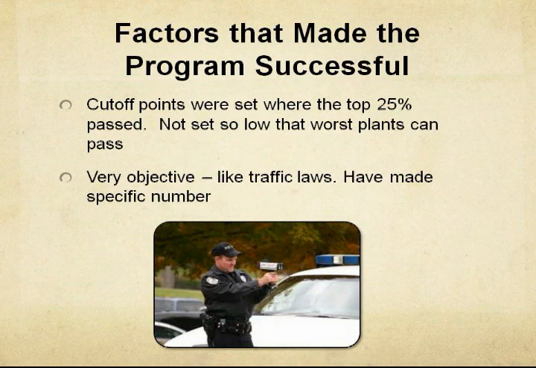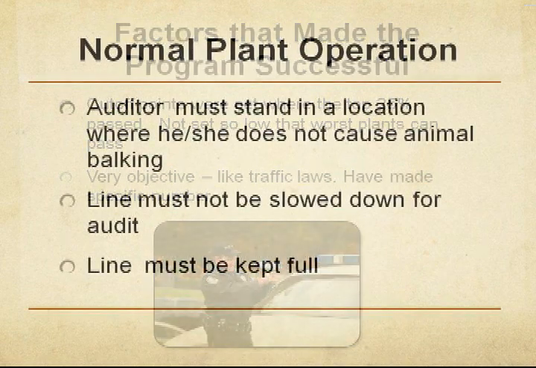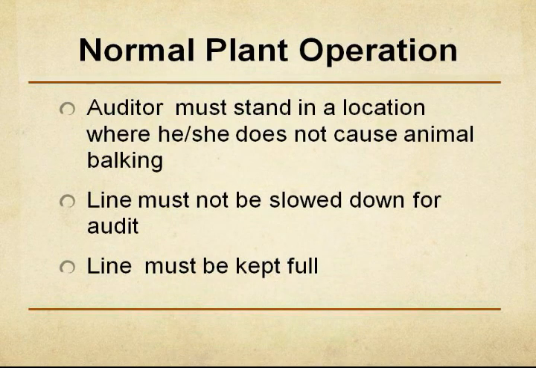The other thing is, we've got to have normal plant operation. Boy, people started faking good. They'd do stuff like slowing the line down, all this kind of BS. You've got to have normal plant operation. It's got to run at the speed it's supposed to be running at. They can't just be doing a show.